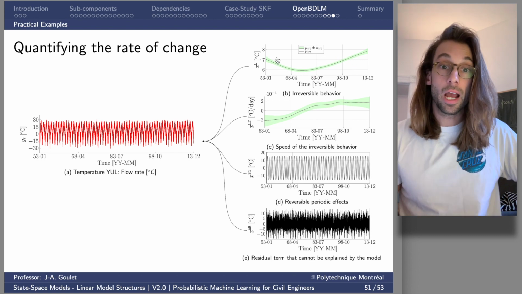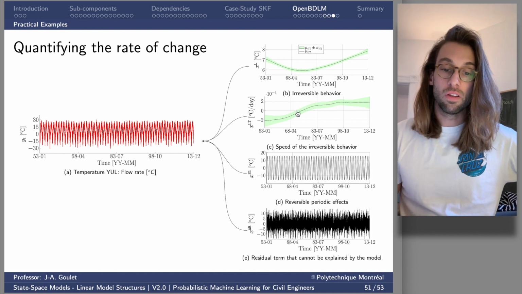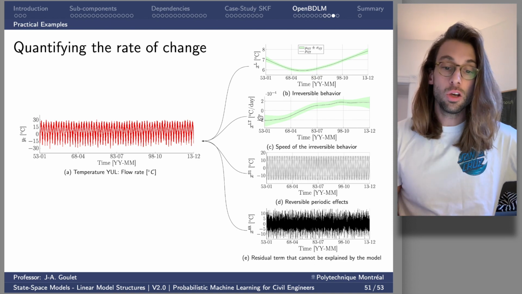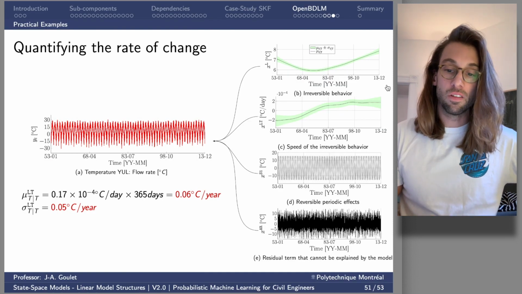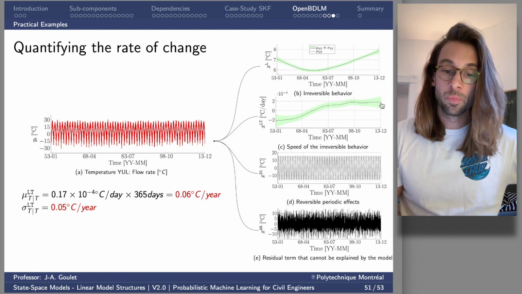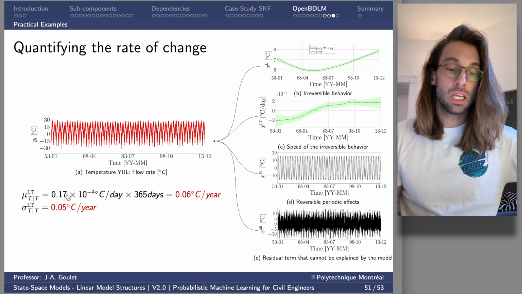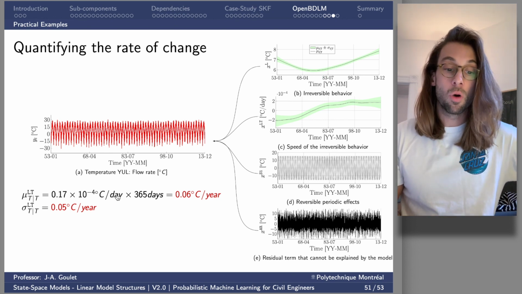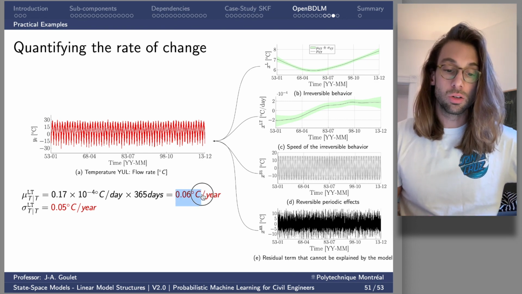And we can quantify that decrease or increase in temperature, at least its rate of change, by looking at the local trend value. So here, since one time step is 1 day in length, the units for the rate of change are going to be degrees Celsius per day. So if I want degrees Celsius per year, I'm going to take the value here. For instance, in 2013, the rate of change was roughly 0.17 times 10 to the minus 4 degrees Celsius per day. If I multiply this by 365, it's going to give me roughly 0.06 degrees Celsius per year.